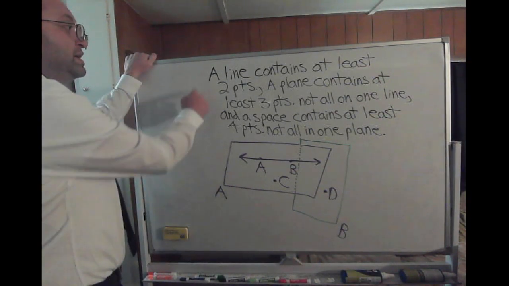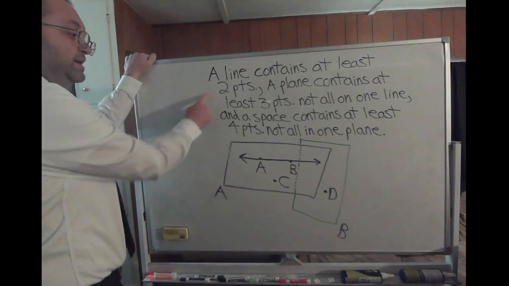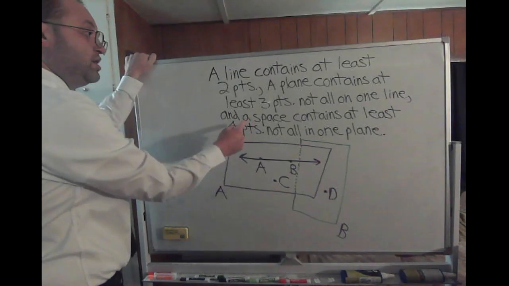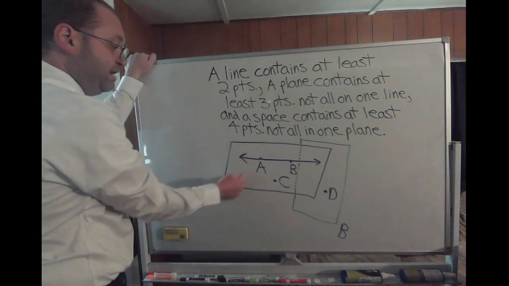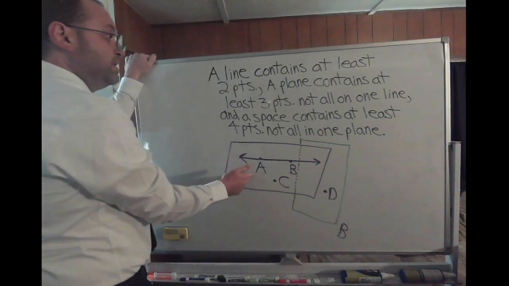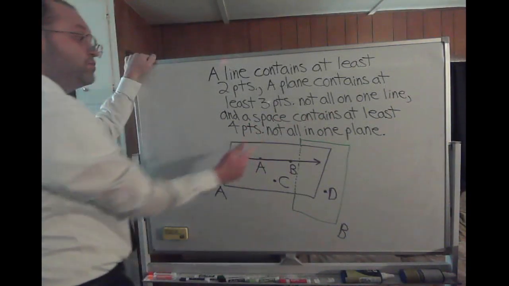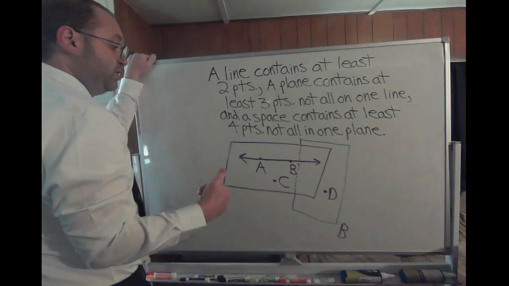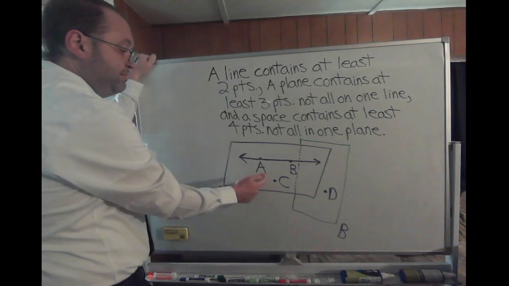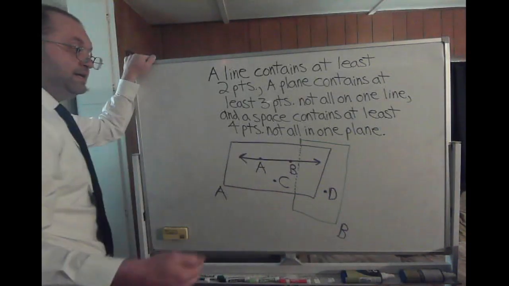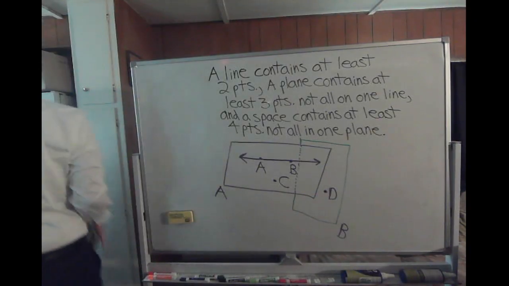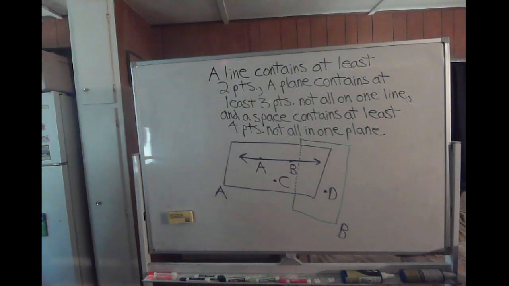So to recap, a line contains at least 2 points, line AB. A plane contains at least 3 points, not all in one line. So you have plane A with line AB and then point C outside of line AB. And then a space contains at least 4 points, not all in one plane. So you have plane A with line AB, point C out of line AB, and then in plane B you have point D. So that's this postulate at work for you. I'm going to let everyone catch up for a minute, then I'm going to go on to the next one.